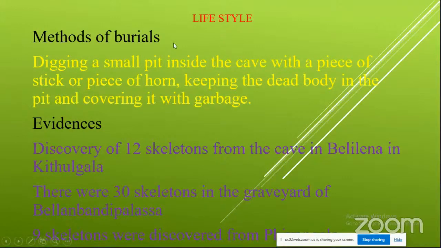The initial burial methods, lifestyle. Initially when a person died, what did they do? They dug a small pit inside the cave with a piece of stick or a piece of horn. See, a small pit. You can't dig a very deep one using a piece of stick or horn. Using that only, you can dig a small pit. After that, they kept the dead body in the pit and covered it with garbage.